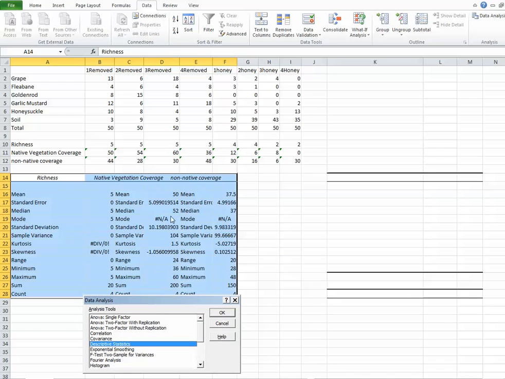Now what we want to do is figure out whether there really is a difference in the mean species richness between honeysuckle removed plots and honeysuckle dominant plots. It looks like there's a difference, right? The mean here is 3, the mean here is 5, but remember that this is just a sample of the total area that was out there. In this case, it's just 4 little transects in a pretty huge area.